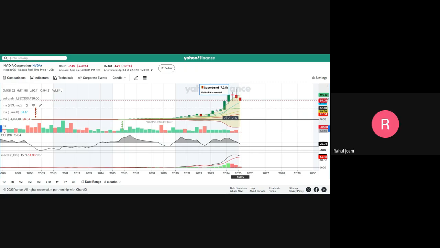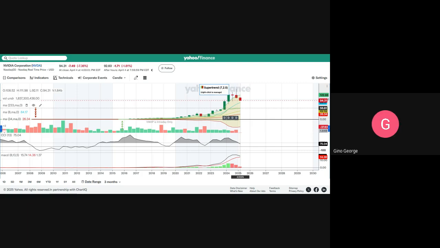Anything between $55 and $60 on NVDA would be a safe zone to enter. Okay, that means I'm talking about it being at least 50% less or about 30% less.